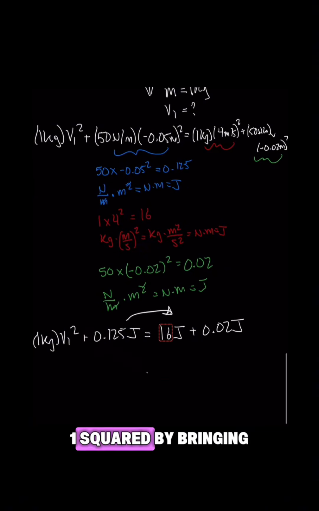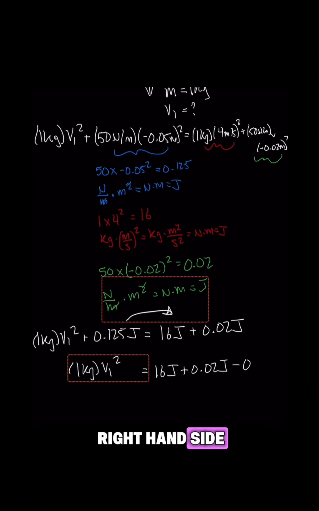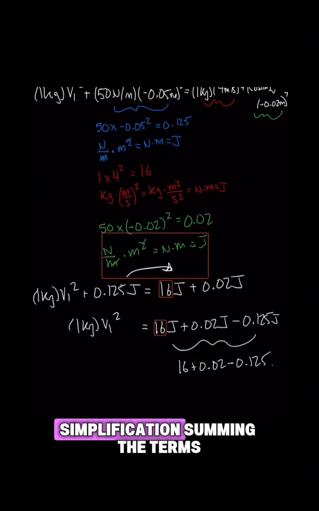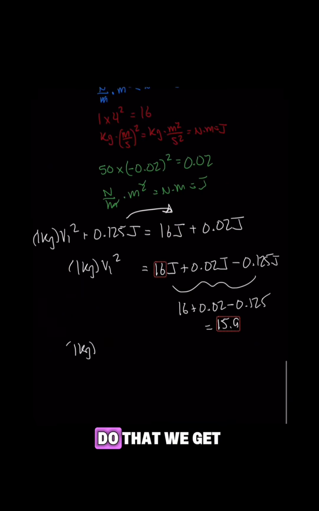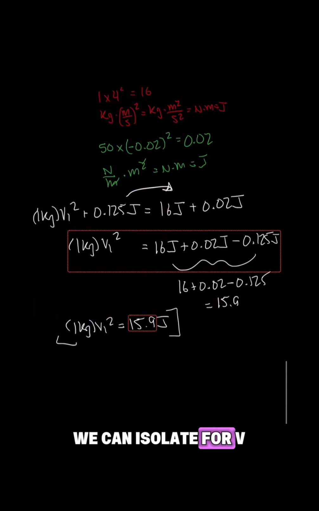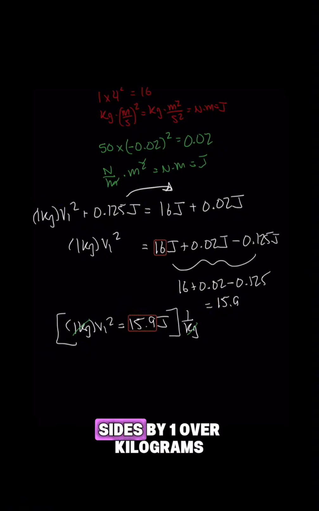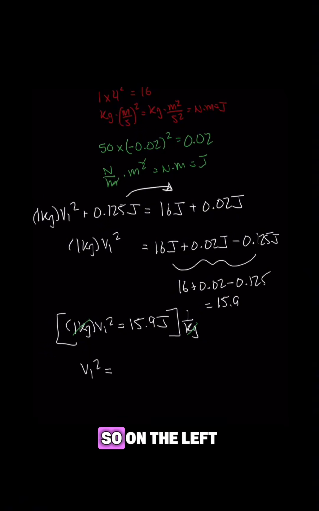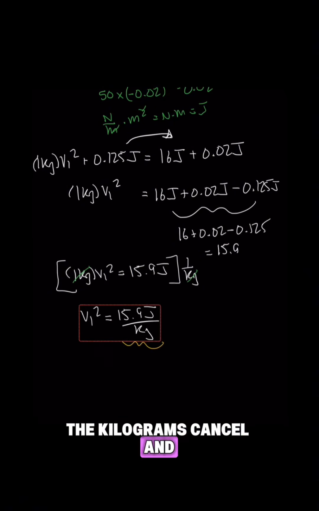We can isolate for v1 squared by bringing this term to the right-hand side, and then we can do a simplification, summing the terms on the right. Do that, we get this expression here. We can isolate for v1 squared by multiplying both sides by 1 over kilograms. So on the left-hand side, the kilograms cancel, and we get this expression.